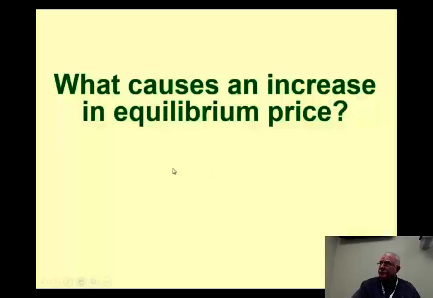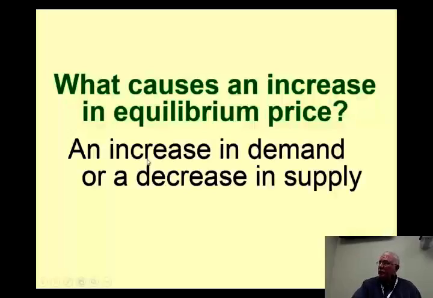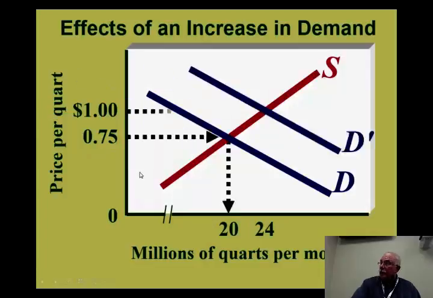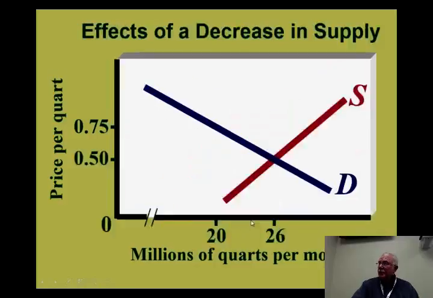Okay? What causes an increase in equilibrium price, an increase in demand, or a decrease in supply? For example, here's demand, here's supply, and, oh gracious, my heavens. When there's an increase in demand, what happens? Well, there's going to be an increase in price and an increase in the equilibrium quantity. A change to a higher equilibrium price from 75 cents to $1 and a higher equilibrium quantity from 20 units to 24 units. Well, here's another scenario.